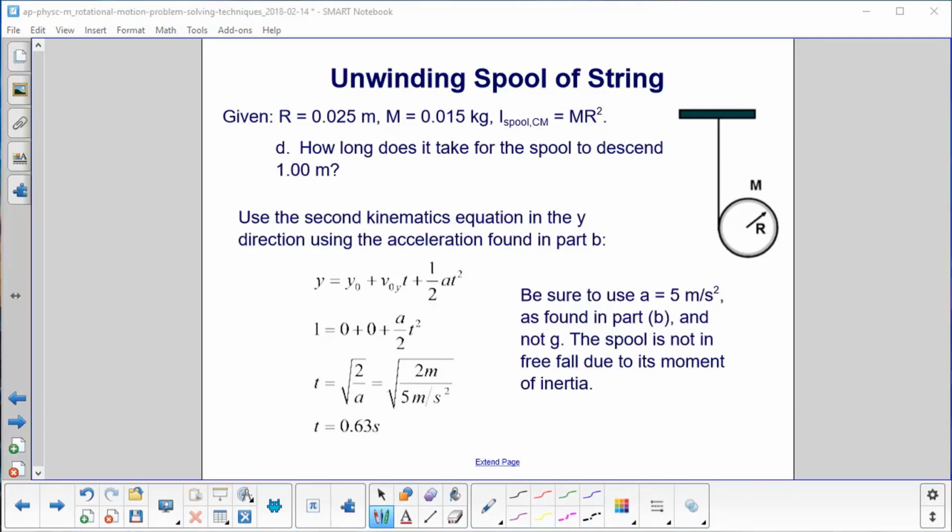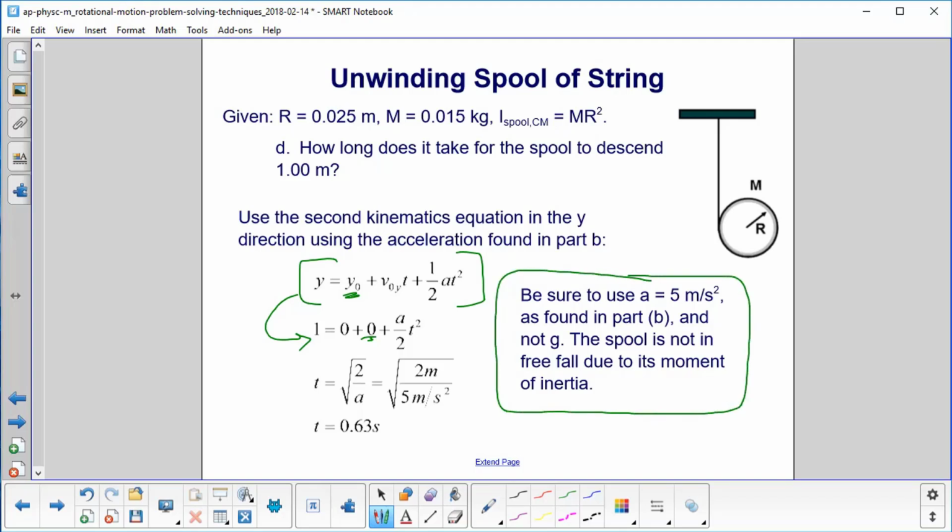This is a linear distance, so we're going to use a kinematics equation in the linear motion, right? So that's just y in the y direction. We want to go 1 meter, so our final distance will be 1. Our initial is 0. We're setting where we start at 0, totally free to do that. The initial velocity is 0, and then it's just 1/2 at squared. So t is equal to the square root of 2 over a, and be very careful here. Make sure you use a equal to 5 meters per second squared as we found in part B.